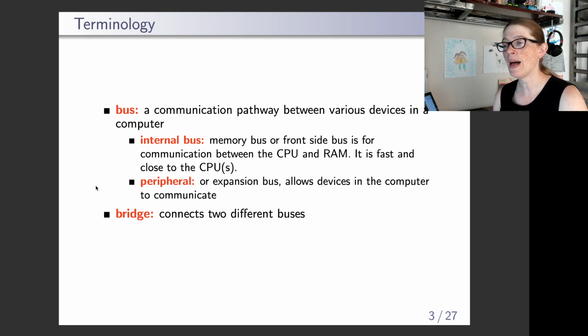And there are also peripheral buses. Those are buses that go between the different ports on your computer to permit the devices to communicate with each other. And that, of course, will be connected to the CPU so that interrupts from the devices can actually be received by the CPU.